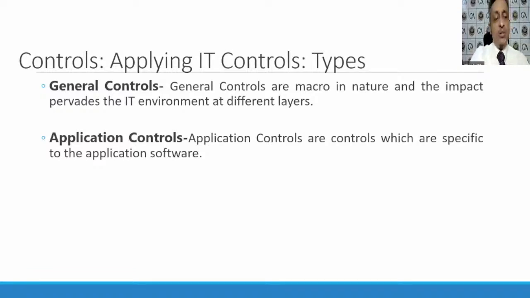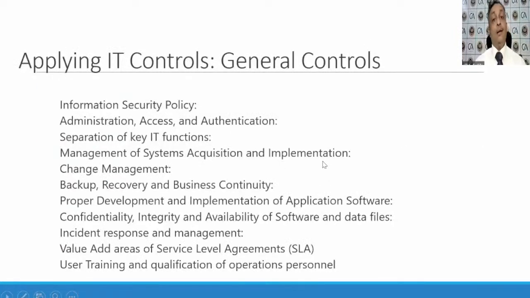So application controls are to a specific application, general controls are to the entity. This can be a huge topic. Applying IT controls, general controls. So we'll take one by one. Allow me to read through and then I'll give you examples. I first read the lines and then give examples.